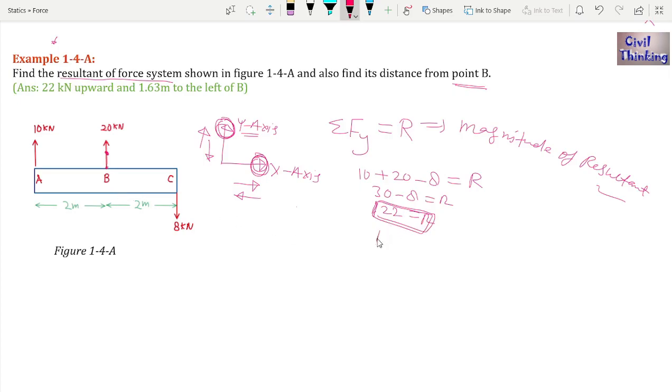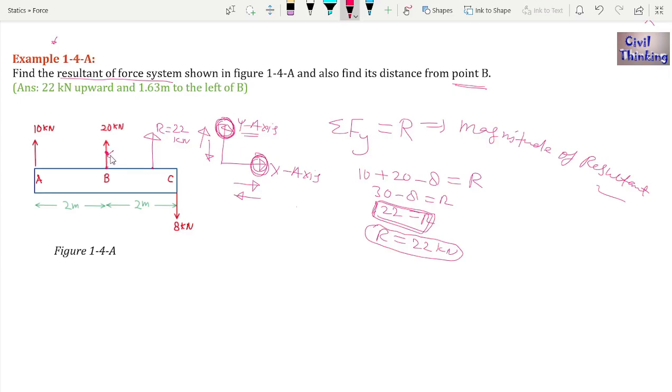Now as you see, this R is 22 kilonewton, because it is positive. Positive is which direction? It is upward, because I have already told you the upward is positive. It means the resultant is upward. But I don't know the location right now. So let me assume the location here. Let us say this is the resultant, which is of course 22 kilonewton. We will see. Now we have to find the distance of resultant from B.